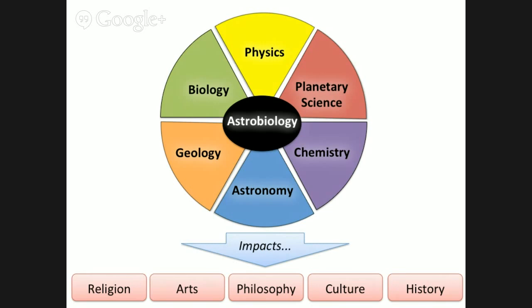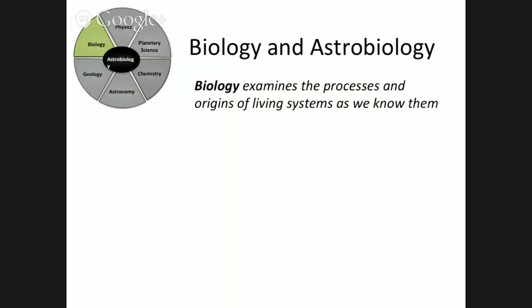Now, in terms of these intersections, the three things we'll talk about the most in this class are going to be biology, geology, and astronomy. So when we talk about biology, obviously biology is in the word astrobiology, so biology is going to be a pretty big important part of this.